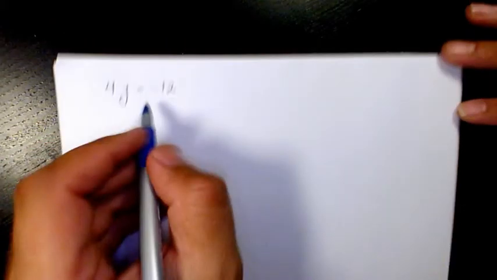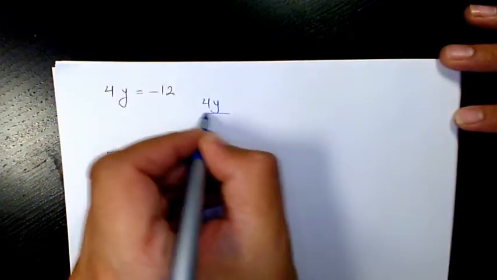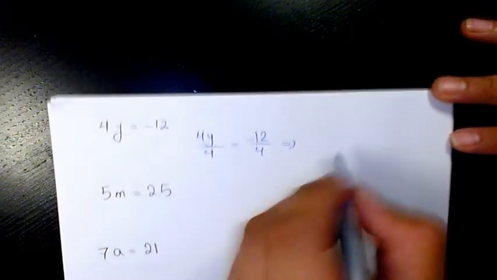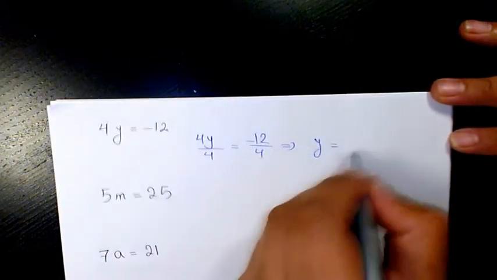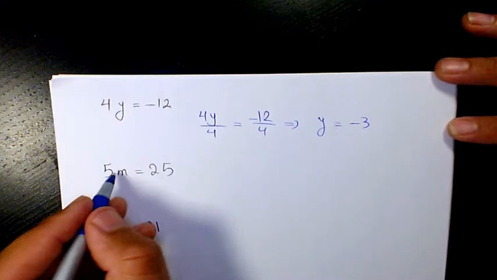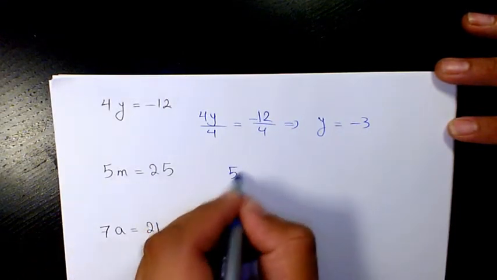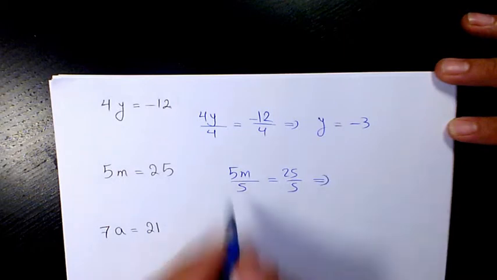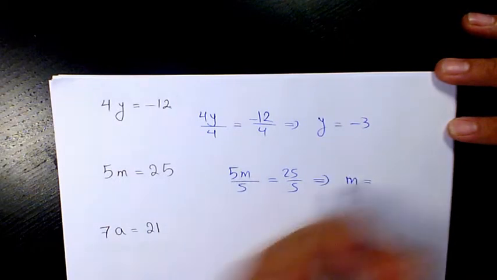4y equals negative 12. So 4y divided by 4 equals negative 12 divided by 4. 4y divided by 4 is y. Negative 12 divided by 4 is negative 3. 5m equals 25. So 5m divided by 5 equals 25 divided by 5. 5m divided by 5 is m. 25 divided by 5 is 5.